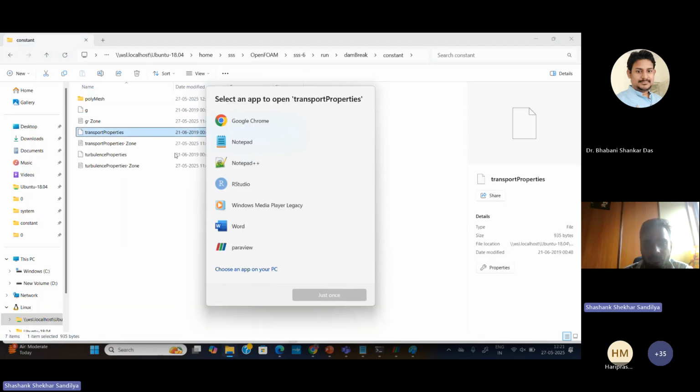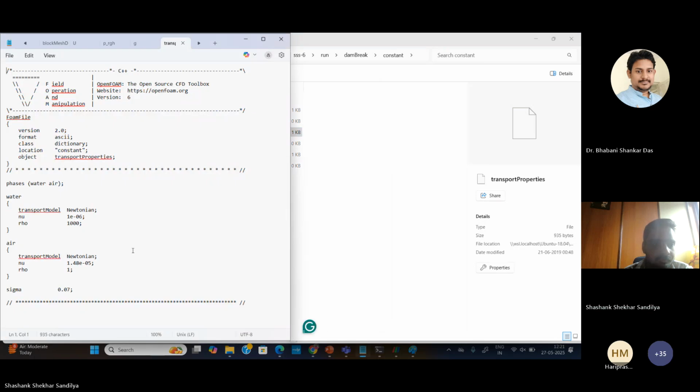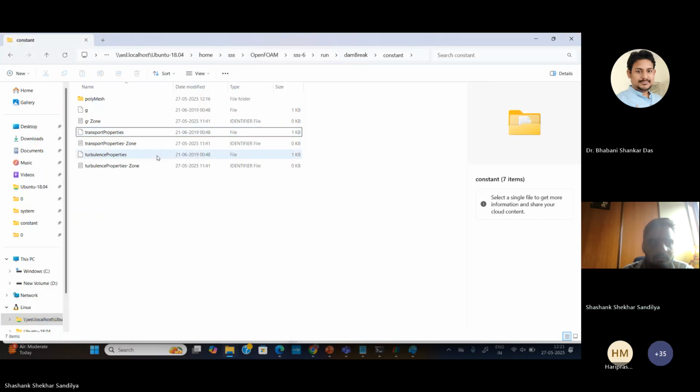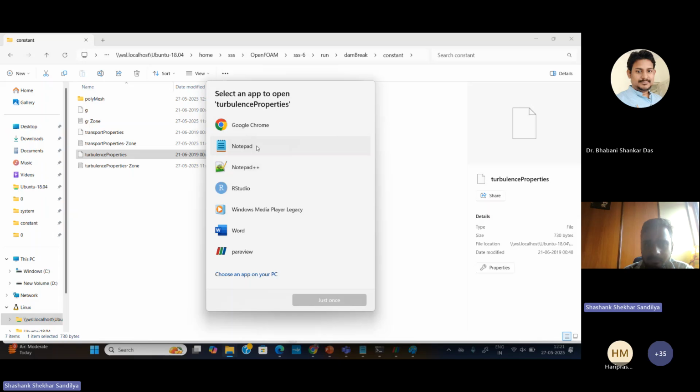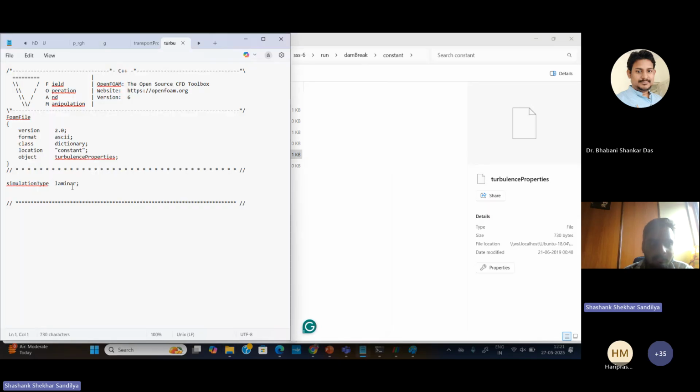And here are the transport properties we have. For water, nu and rho values are there. For air, nu and rho values are there. And sigma, the coefficient for surface tension between the air and water interface, is given here. Here the turbulence property is there. In this case, we have used laminar. Otherwise, we may use any turbulence model. We have to just write on to define that turbulence model.